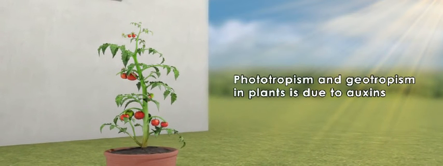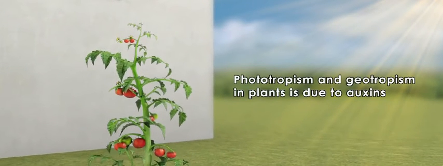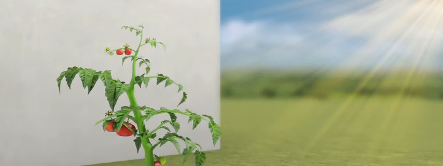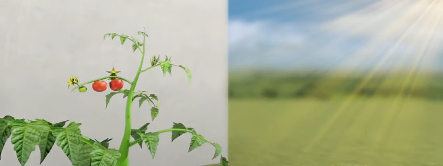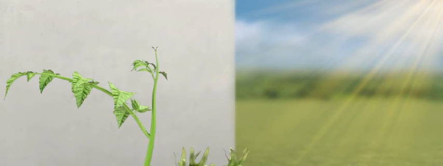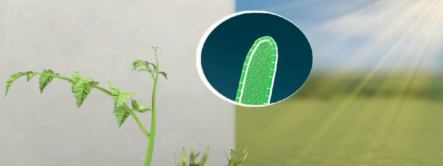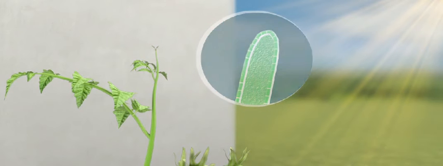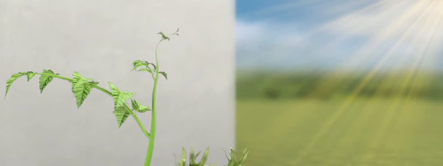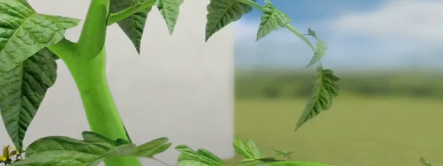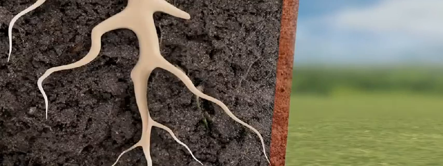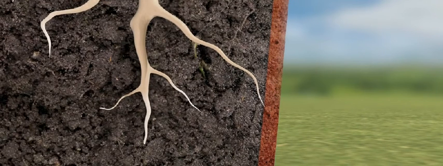Phototropism and geotropism in plants is due to auxins. A plant kept in partial shade will exhibit differential growth due to auxins. The shaded side of the shoot will produce more auxins, causing the cells to increase in number, which results in an elongation and bending of the shoot towards the light. In roots, the effect is the opposite. When partially shaded, that side will produce more auxins, and the roots will grow away from the light.